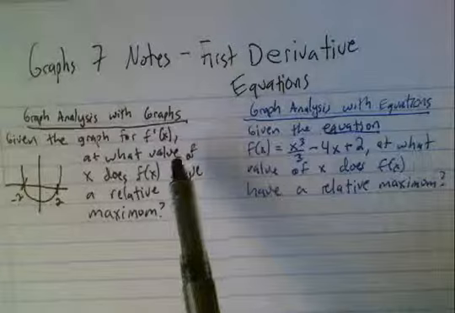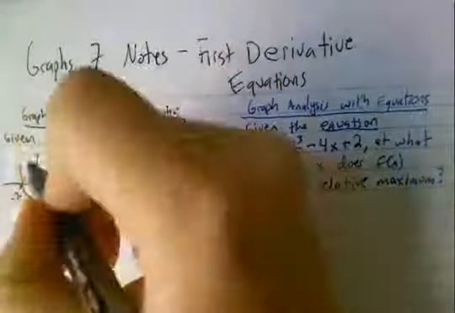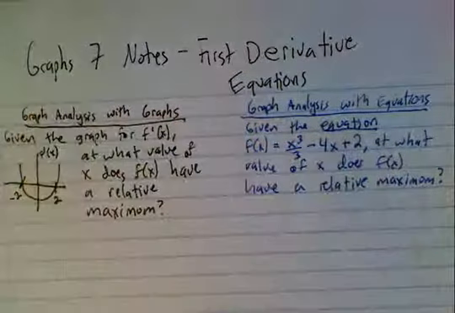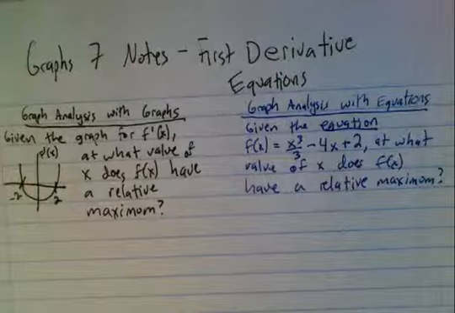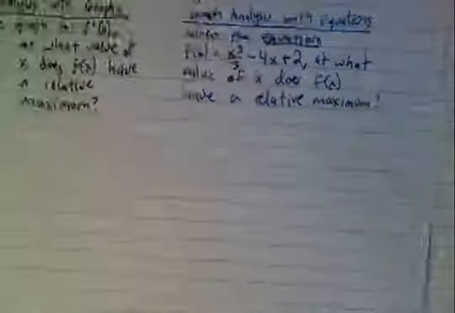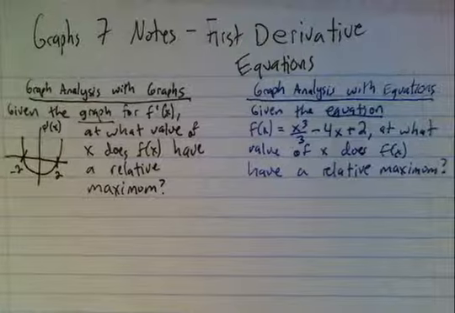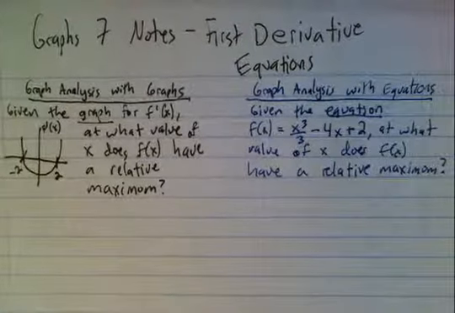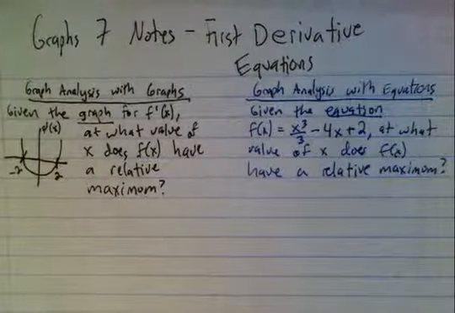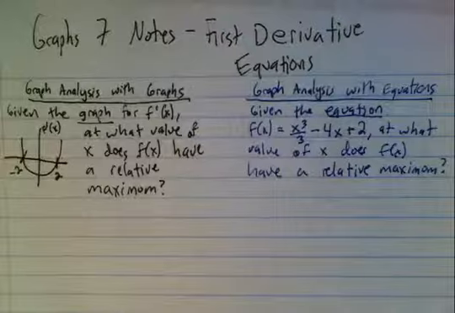Given the graph for f prime of x, that's this right here, at what value of x does f of x have a relative maximum? And here, given the equation, f of x equals x cubed over 3 minus 4x plus 2, at what value of x does f of x have a relative maximum?